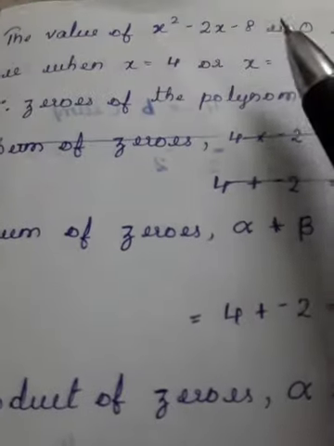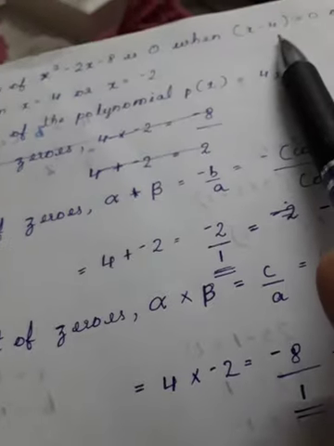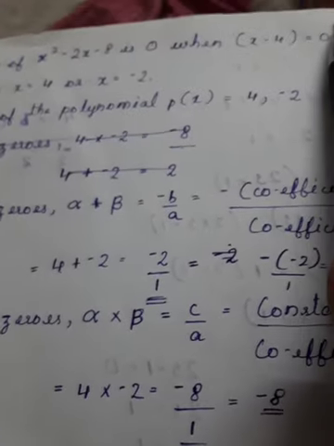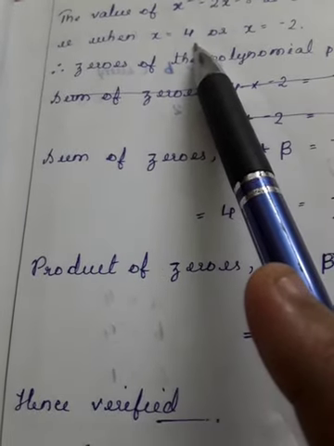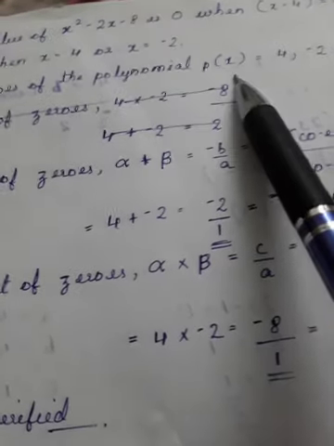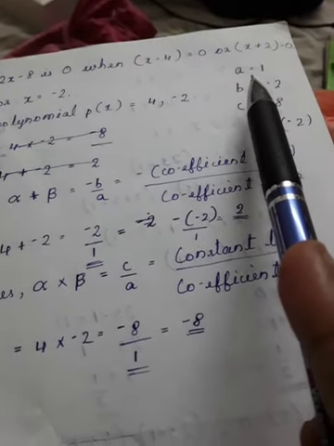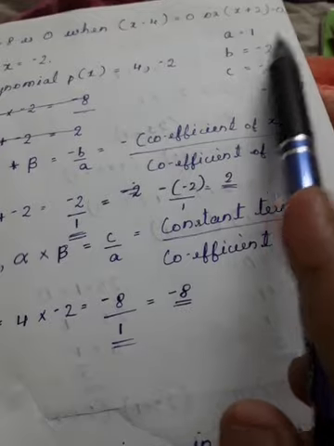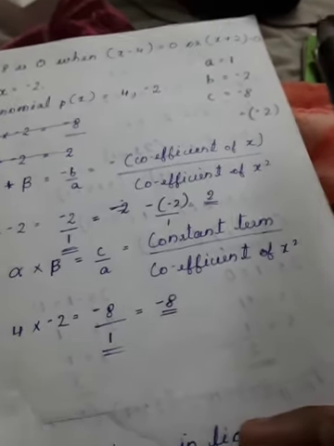For finding zeros, we need to equate the polynomial to 0. So these factors are also equated to 0. x - 4 = 0, x + 2 = 0. So here x = 4 and x = -2 we got. Now the zeros of the polynomial, alpha and beta, are 4 and -2. And the coefficients of the polynomial are a = 1, b = -2, c = -8.